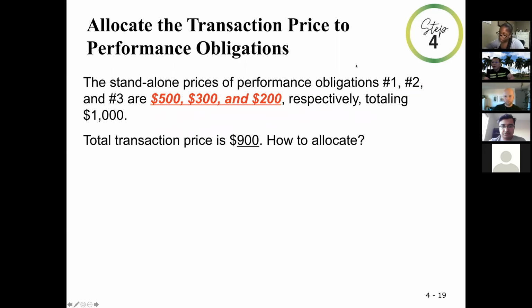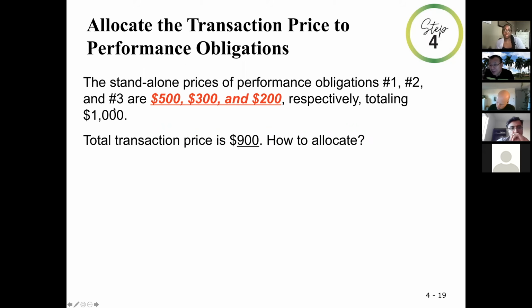Okay, suppose now, in a different scenario, 3 performance obligations, we know all the standalone selling prices. So 1, 2, 3, the standalone selling prices are 500, 300, and 200 respectively. If you sum up the standalone selling prices, 5 plus 3 plus 2, that's 10, right? You get $1,000.